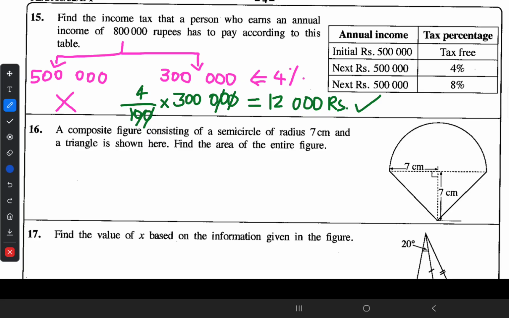Next question, a composite figure consisting of a semicircle with radius 7 centimeters and a triangle is shown here. Find the area of the entire figure. So first, let's find the area of the semicircular portion, then the area of the triangle. We can add them together.